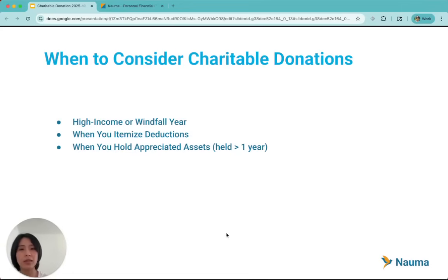The last one is when you have an appreciated asset with low cost basis, but the value has grown a lot. It's a good time to consider charitable donation to directly donate the appreciated asset. All right, so that's everything I want to share about charitable donation for tax planning.